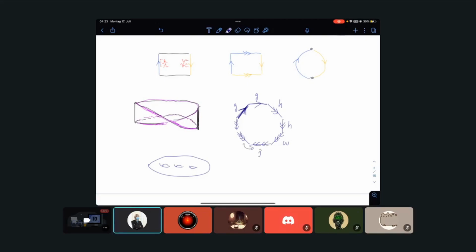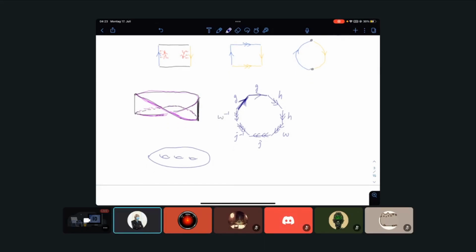That was the previous one, and these two are opposites. So I'm going to put J inverse here, and W is opposite, so it's going to be W inverse here. You can construct a free group generated by all these symbols, and then you can just line them up, go around, and put them together.